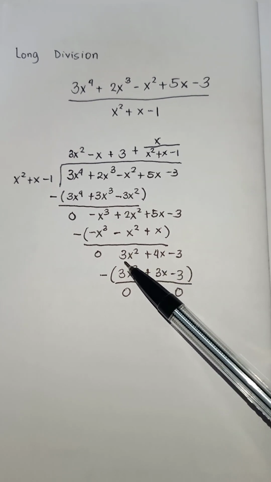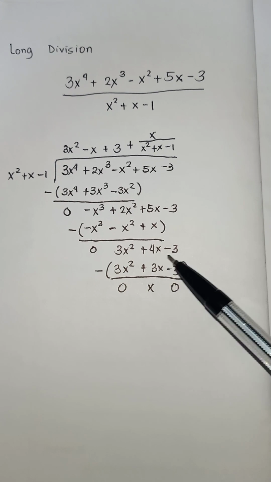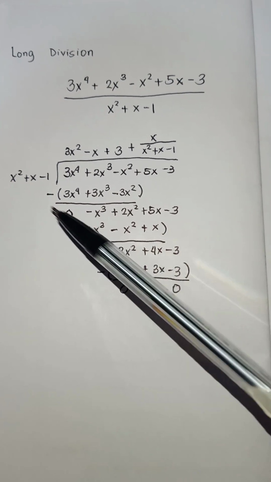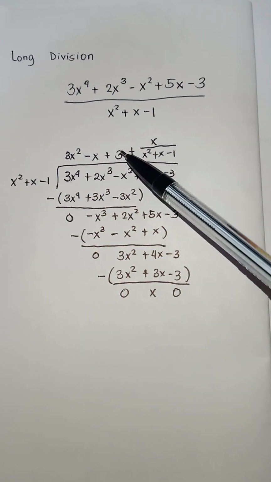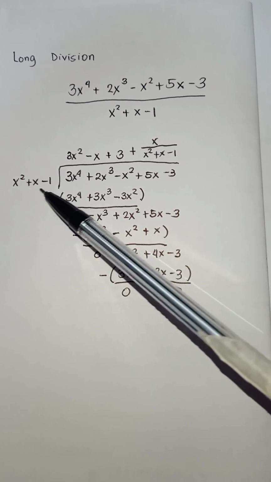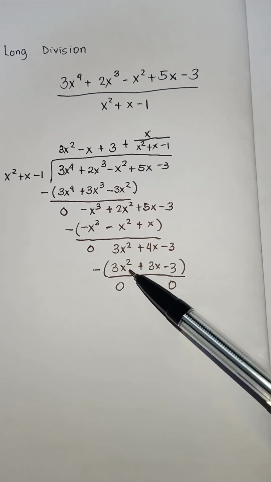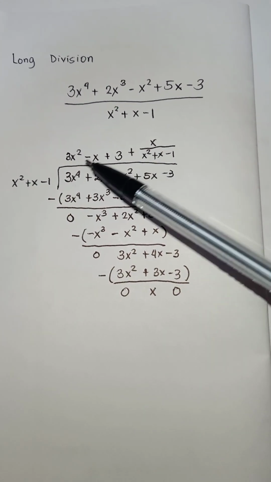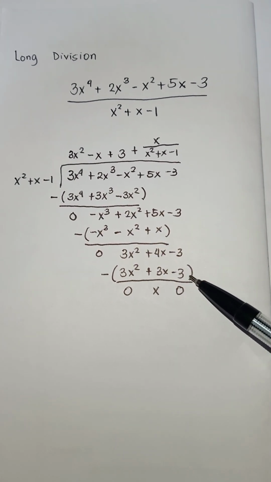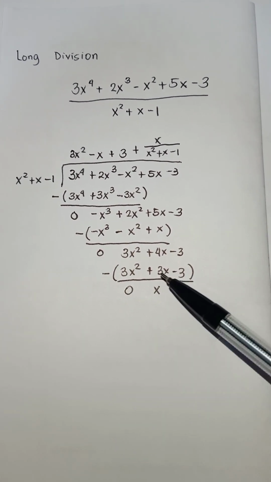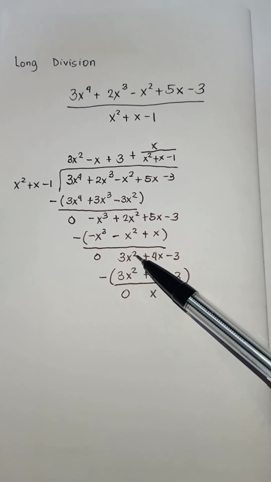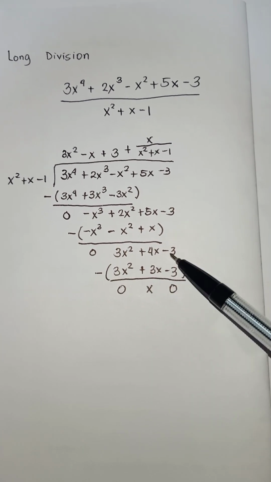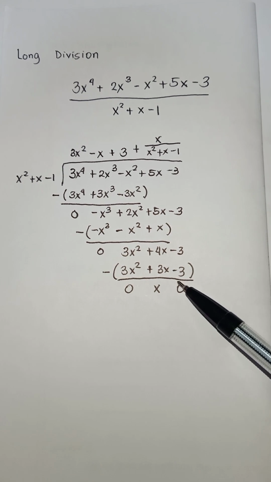Okay, so now we have 3x squared plus 4x minus 3. We divide again the leading term, 3x squared, by the leading term here. So 3x squared divided by x squared is 3. Then this answer is again multiplied to all of the terms here. So 3 times x squared is 3x squared. 3 times x is 3x. 3 times negative 1 is negative 3. Okay? Then subtract everything. So 3x squared minus 3x squared is 0. 4x minus 3x is x. Negative 3 minus negative 3 is 0.